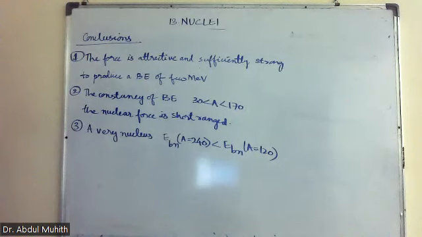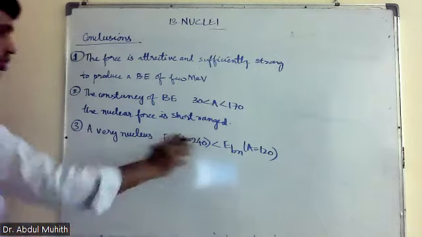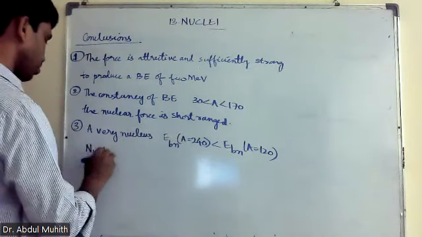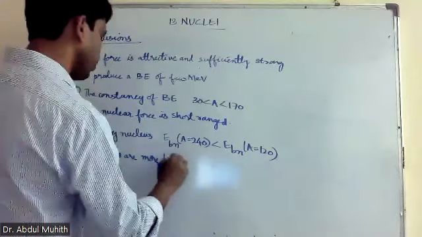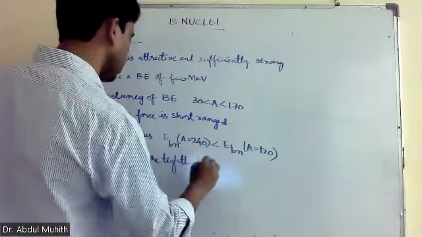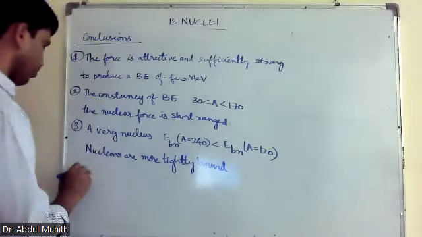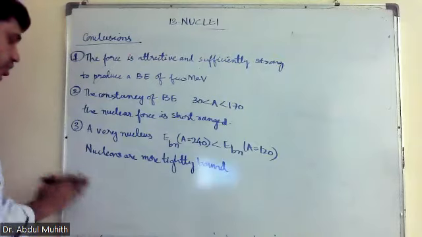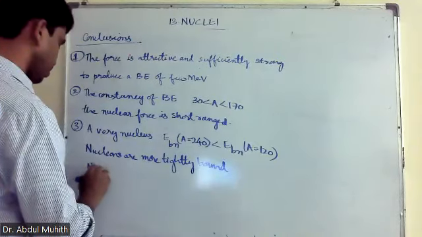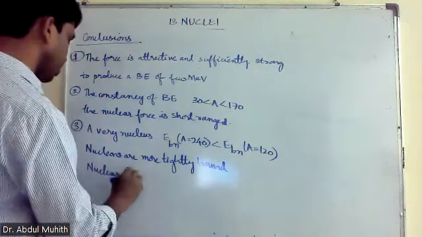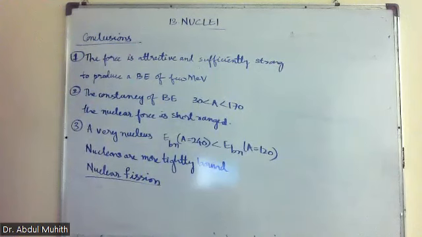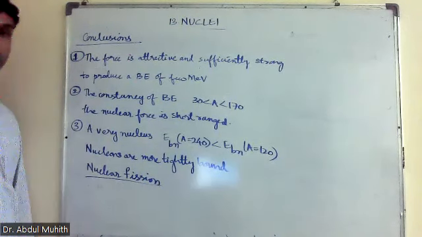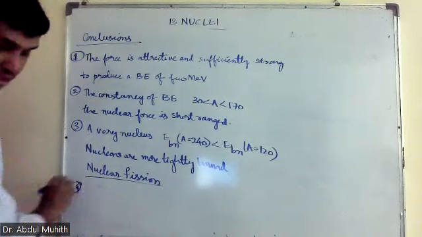Because of the tightly bound nucleons. In the 120 nucleus, nucleons are more tightly bound. That is the reason. The fourth point: this gives rise to nuclear fission. What is nuclear fission? I'll explain later. Nuclear fission is the breaking of a heavy nucleus into smaller intermediate nuclei with the emission of an enormous amount of energy. That is nuclear fission.